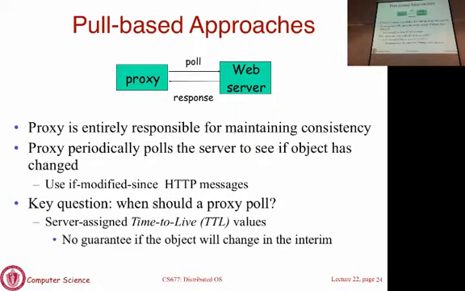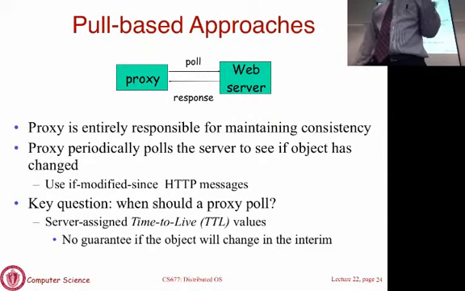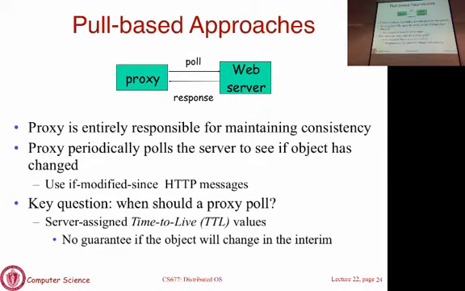The pull-based approach is all opposite. The server doesn't do anything. It's the job of the proxy to maintain consistency. The proxy periodically polls the server: has this page changed? The server replies yes or no. If yes, you have to discard that page and then you can send a new get and retrieve it again. If no, you know that the page has not changed, and whatever you have in the cache is what is on the server. So this is a pull-based approach. The proxy is completely responsible for maintaining consistency, periodically polling the server to ask whether the object has changed.